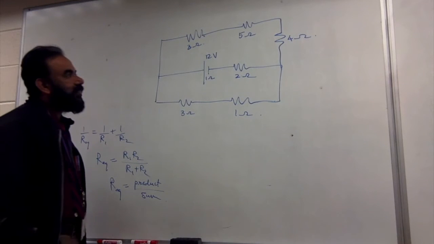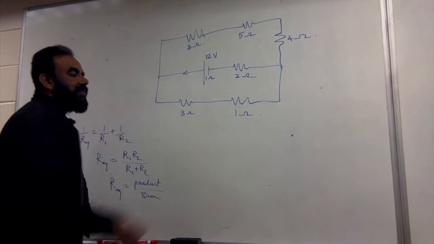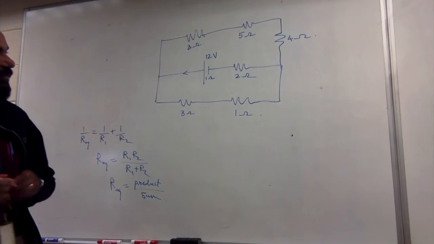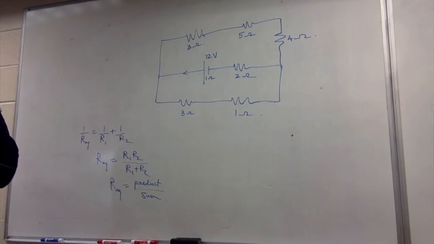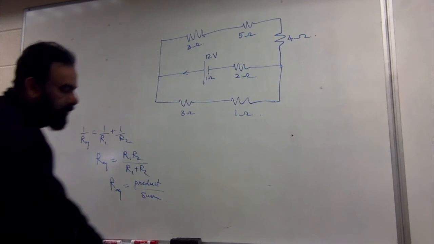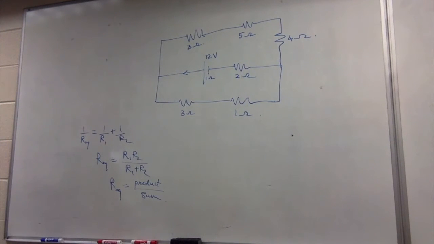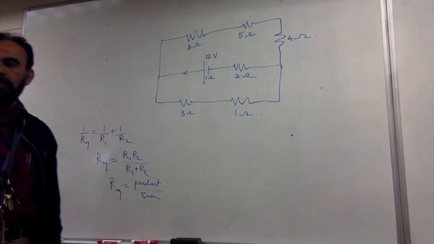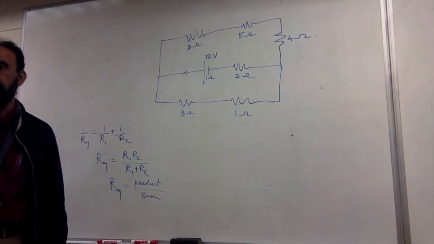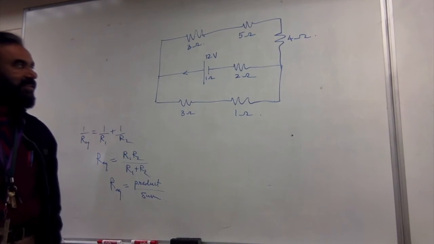Yep, find the current coming out from the battery. Let's do that first. How much current is coming out from the battery? You don't require Kirchhoff's laws over here. It's just a simple circuit. All you have to do is search for any series and parallel combinations. You can do it in your mind actually. Just tell me how much is the current.